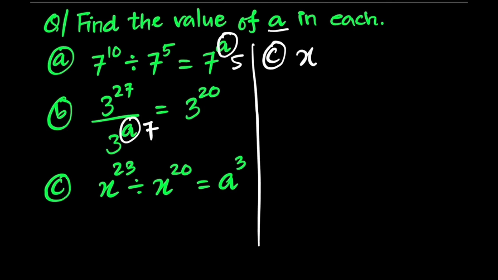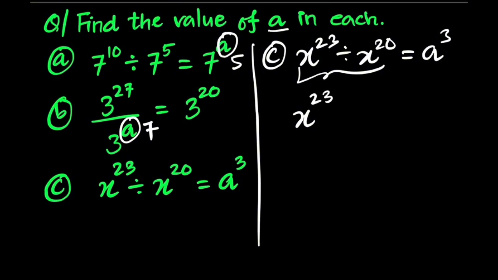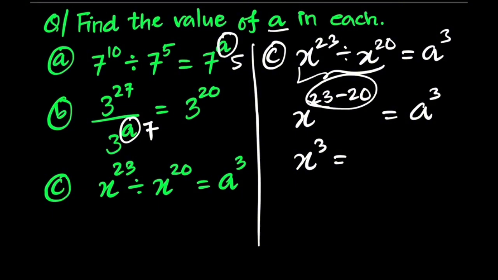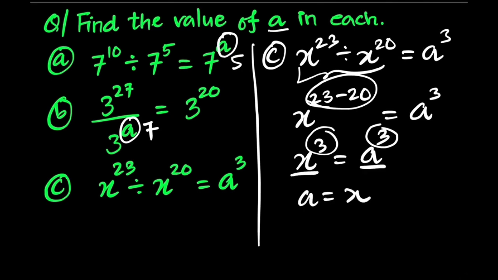Let's solve part C. Since the powers with the same base are being divided, write the same base and subtract the exponents, that is 23 minus 20, which equals a raised to 3 on the other side. Now this becomes x raised to 23 minus 20 equals 3, which equals a raised to 3 on the other side. Since the exponents on the two sides are equal, the bases on the two sides must also be equal. So a must be equal to x.